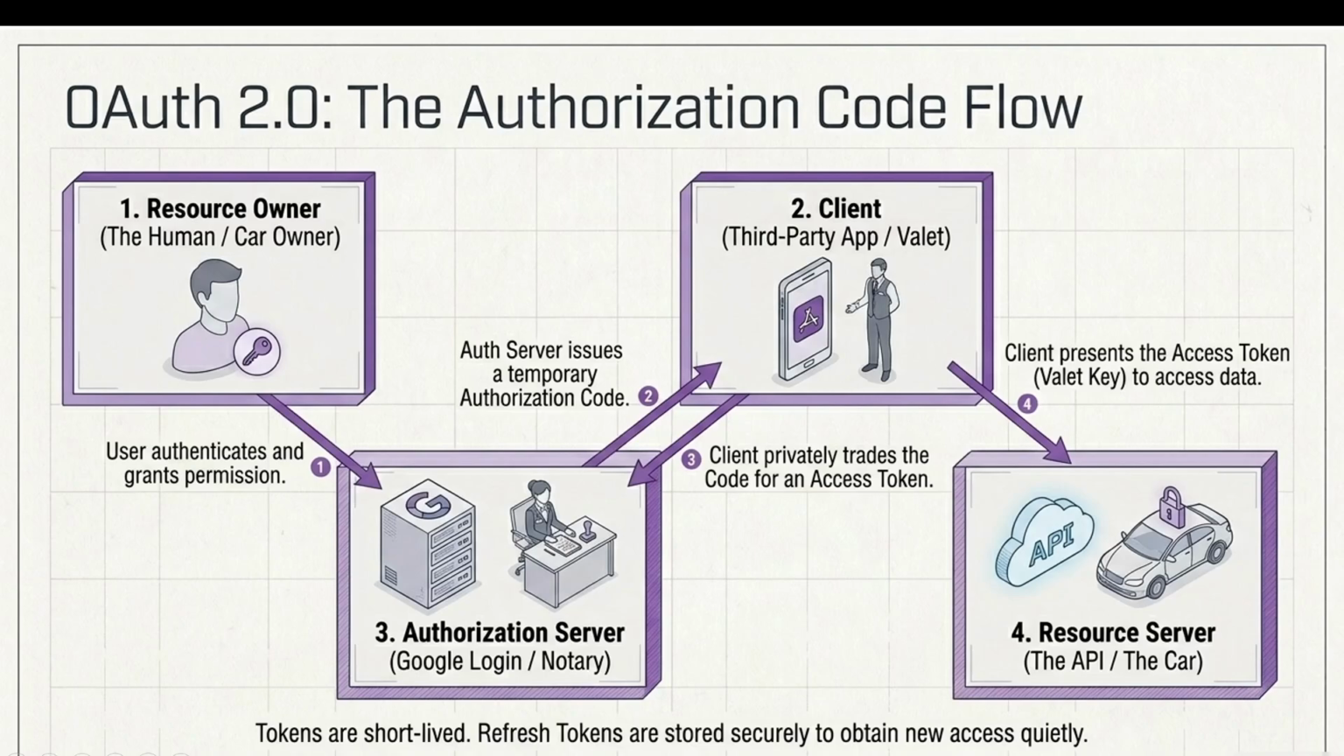You might understand, right? Next comes: the client presents the access token to access data. After an access token is given to the client, he can access the data on his own, and the resource server then allows him to access the data. So tokens are short-lived. Refresh tokens are stored securely to obtain new access quickly.